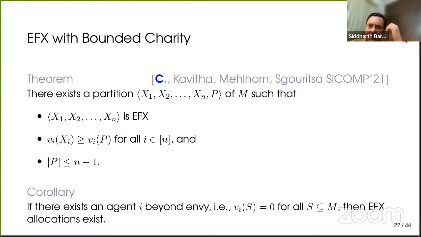Hey, quick question, Bhaskar. Do you think the result that you have on the screen, or the other ones like the sublinear charity, translate to give something for notions that are between EF1 and EFX? I'm just aware of this notion, EFR, where you randomly pick.